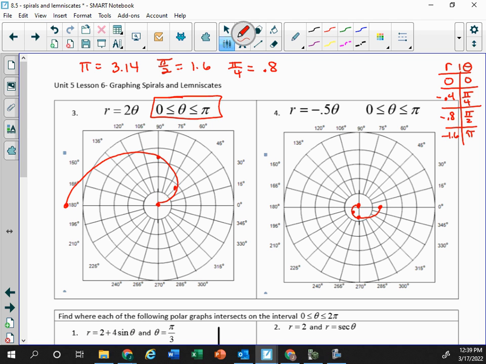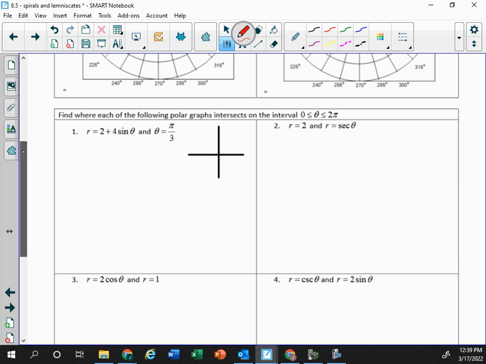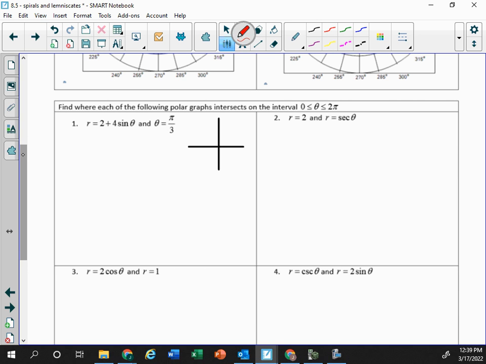Okay. The last part we have here is algebraically solving some of these equations. So the directions say find where the polar graphs intersect on the interval 0 to 2 pi. We're actually skipping number 1 and starting with number 2. Do you guys remember solving systems of equations in algebra? Okay, what were the different ways you could solve your system? Okay. Elimination. Graphing. Okay, good.